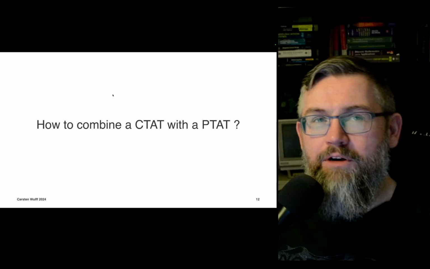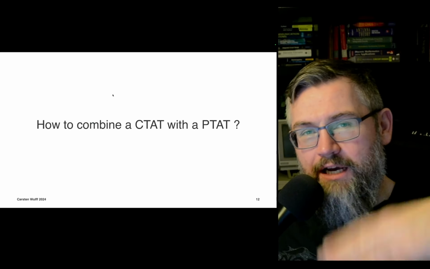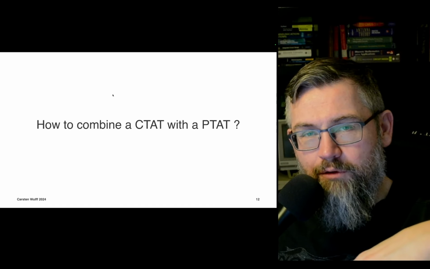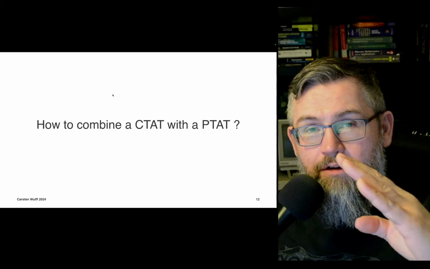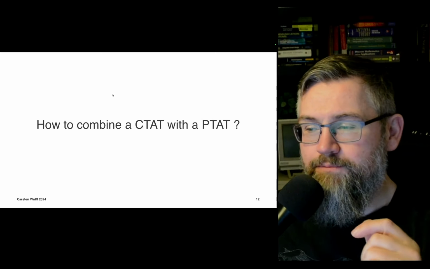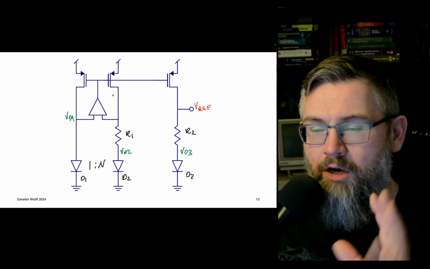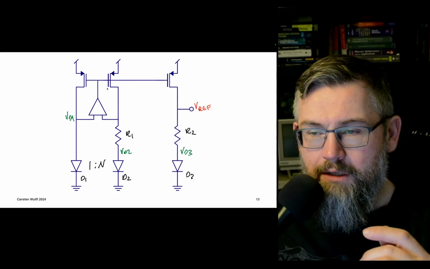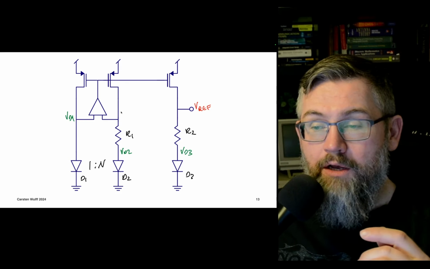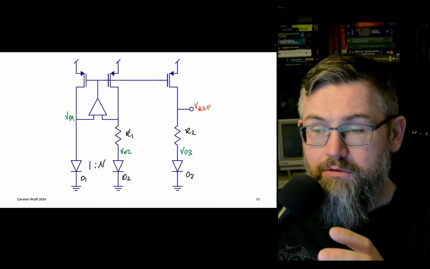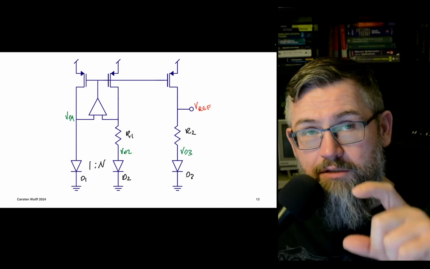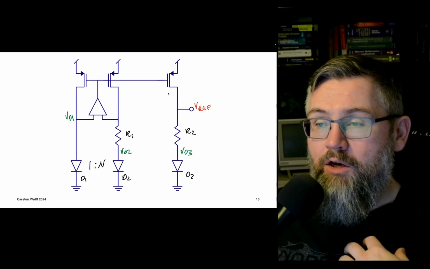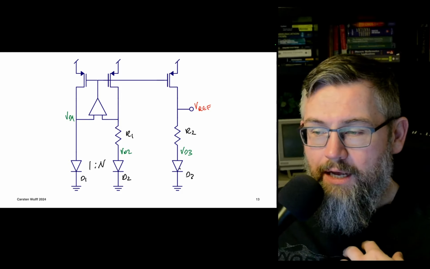So now we're left with the problem of how do we combine the negative temperature coefficient of the diode voltage with this positive temperature coefficient across this resistor. There's a number of ways to do it. In this case, the current that will flow in the transistors is proportional to temperature, because the voltage across this resistor is proportional to temperature. So what we could do is just put that current into a diode.